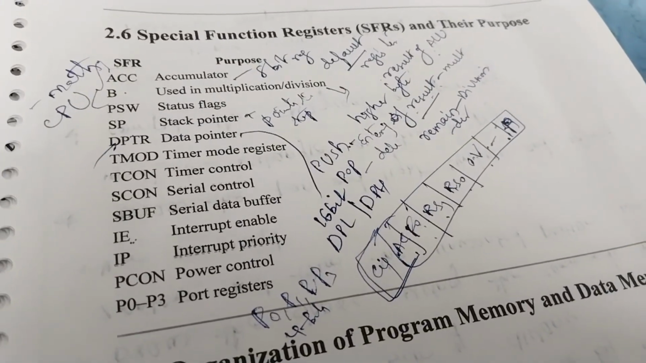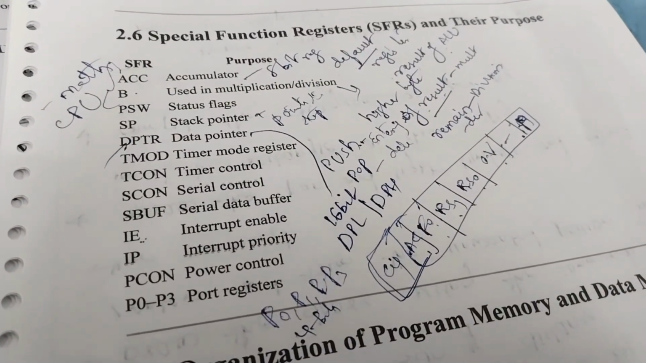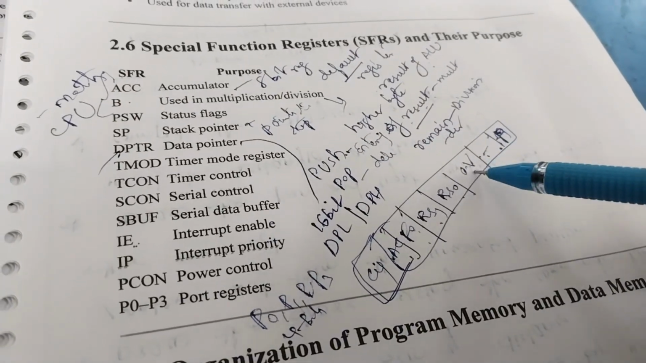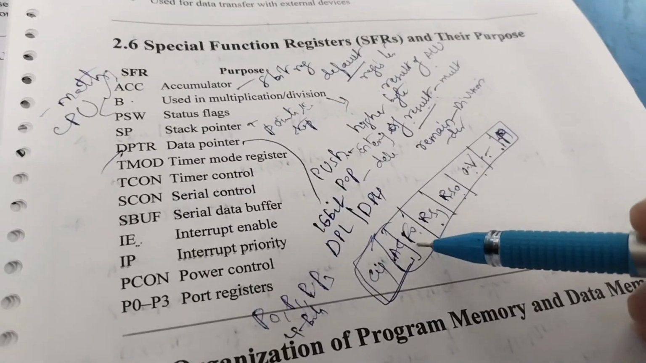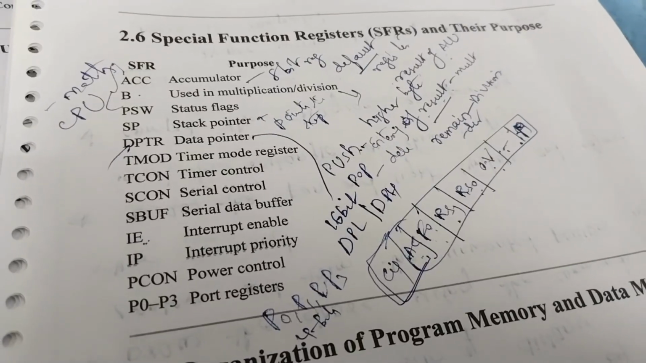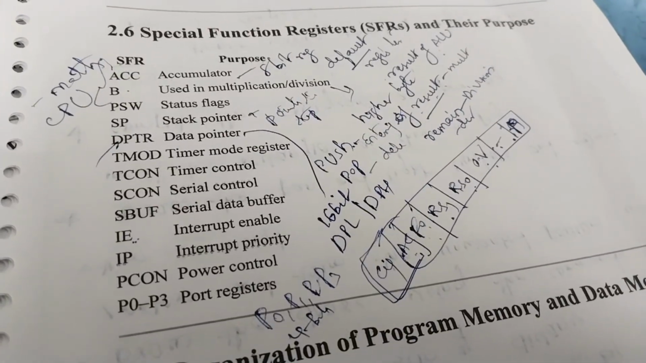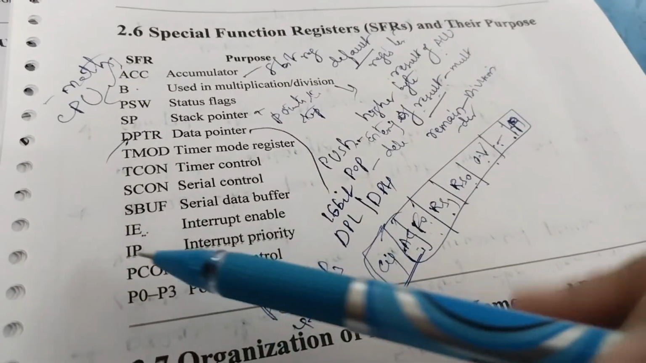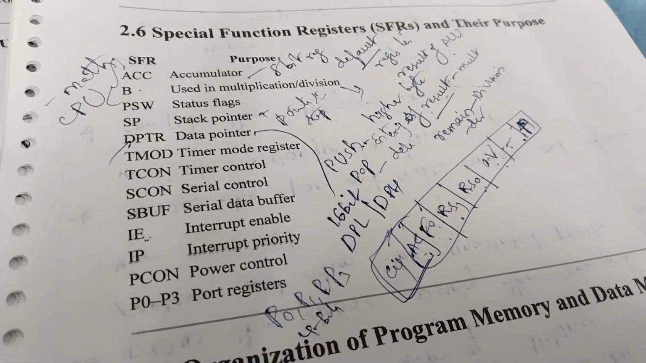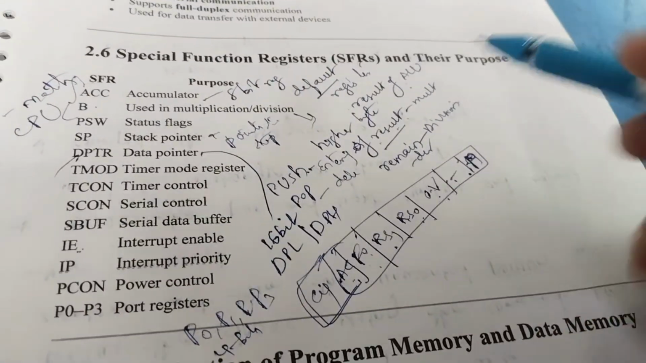So these are the special function registers and their function. So first one we have accumulator register, register B, program status word, which is also known as status flag bits. This parity bit, undefined, overflow flag, register select 0, register select 1, user defined, auxiliary carry and carry bit. Next, DPTR, data pointer. It is a 16-bit register. It is divided into two parts, DPL and DPH. Next, timer mode register, timer control register, serial control register, serial data buffer, and two registers are used to manage the interrupts, interrupt enable and interrupt priority. Next, to control the power, it has power control register, and 4 ports P0 to P3. Okay, and next you can also expect the question from ports, that is port 0.